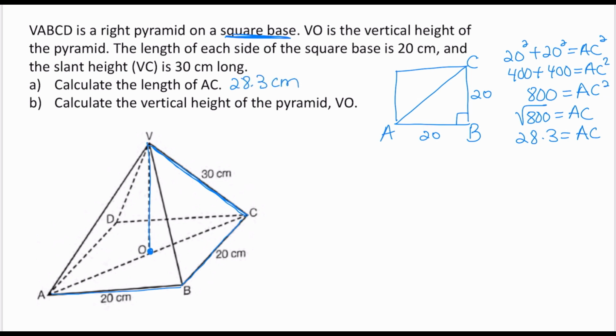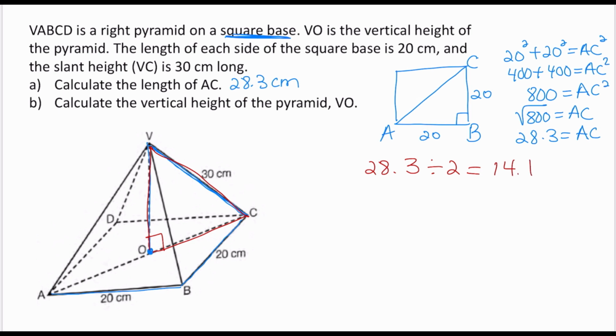Then it says calculate the vertical height of the pyramid VO. When we take a look at this, we have a right triangle, which is right here. So we have exactly what we need. We're going to use not the 28.3 because that's all of AC and I don't need all of it. Instead, what I need is just half of it. So let's take 28.3 and let's divide that by 2. So 28.3 divided by 2 is going to be approximately 14.14, so 14.1.